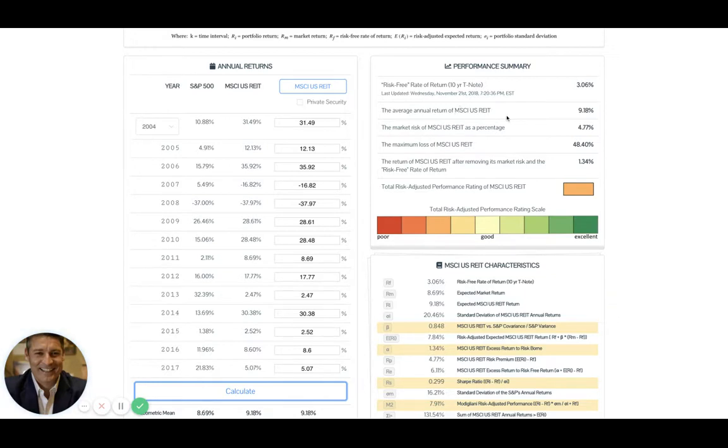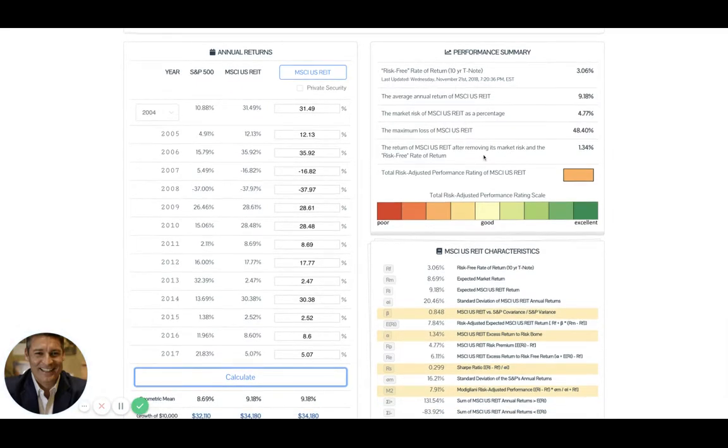We have the average return of the index, which is what we were analyzing, the market risk of the index, the maximum potential loss of the index as historically measured going back to 2004, and the return of the index after removing the market risk and the risk-free rate of return. So we get a 1.34% return.